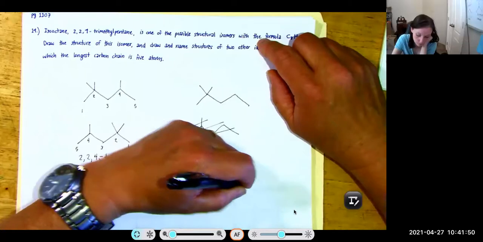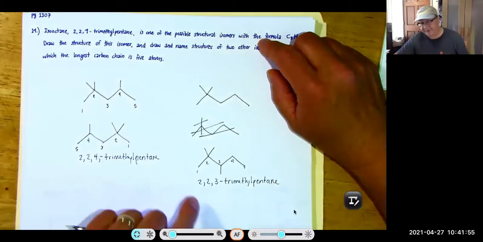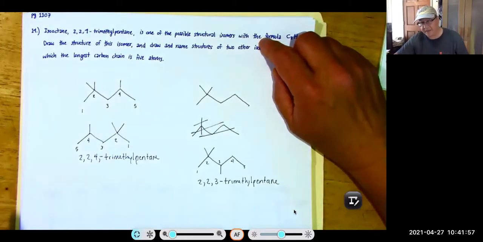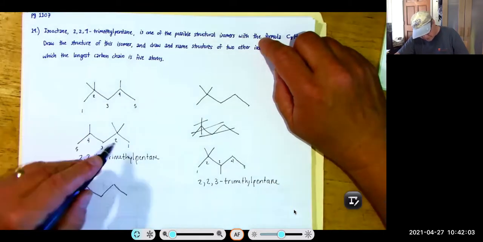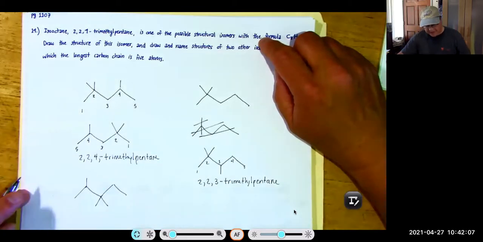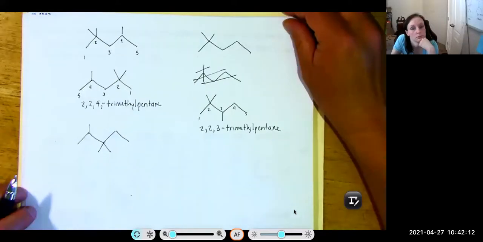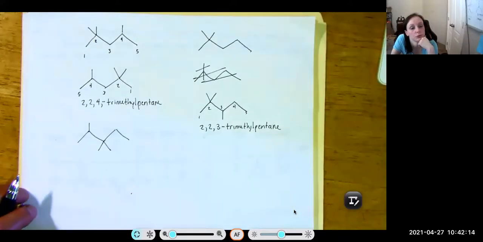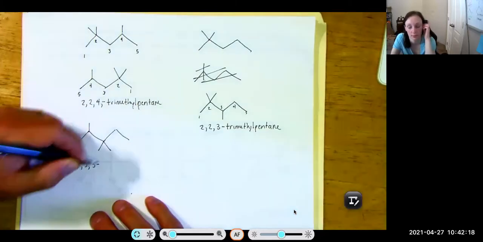All right. And ultimately, if the name is different, they're different things. Right. Now, is there another way I can draw this? And the answer is sure, you bet. What if I put 2 of them on the middle carbon and 1 of them over here? What would the name of this guy be? 2, 3, 3 trimethylpentane.